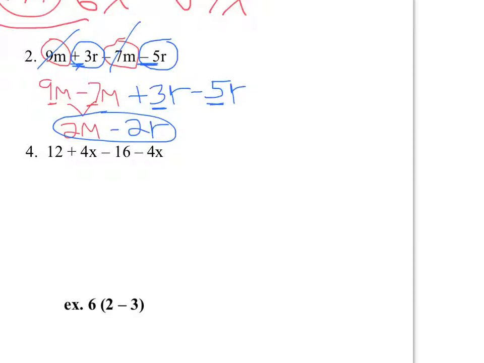They have different variables. I can't subtract them and get 0. The only way I could get 0 is if I had, like, 2m minus 2m. But it's 2m minus 2r, so that's it right there. So that's your definition of like terms. And that's how you combine like terms in algebraic expressions.